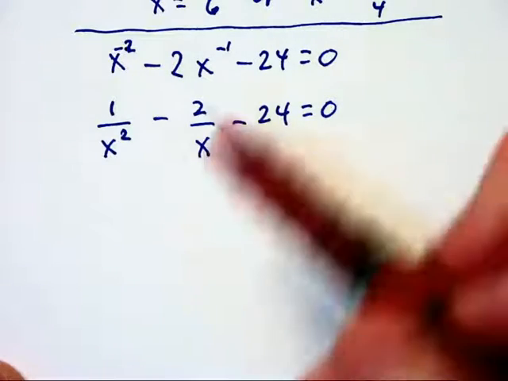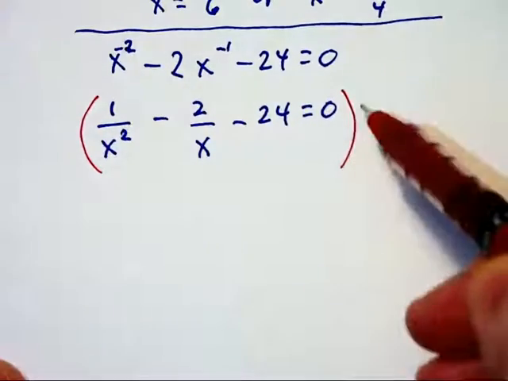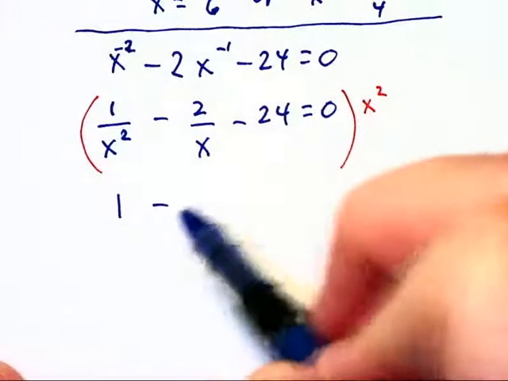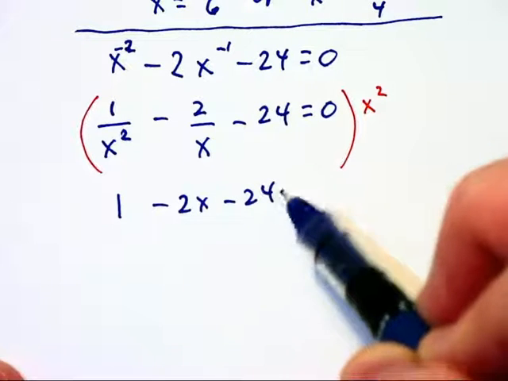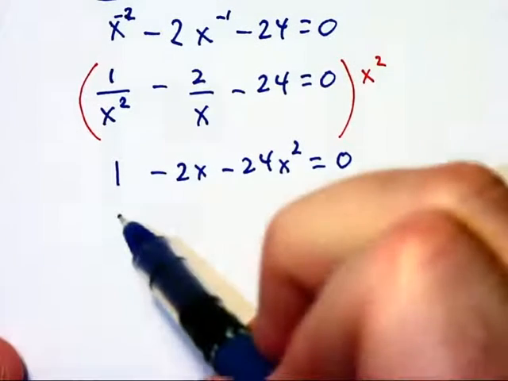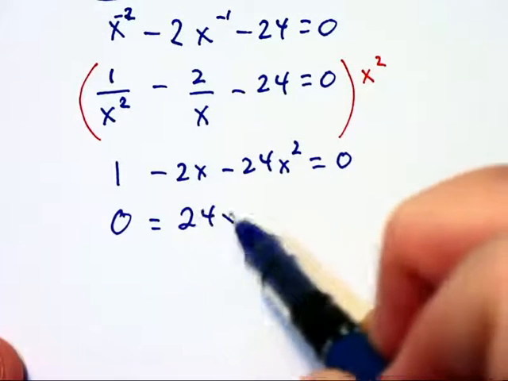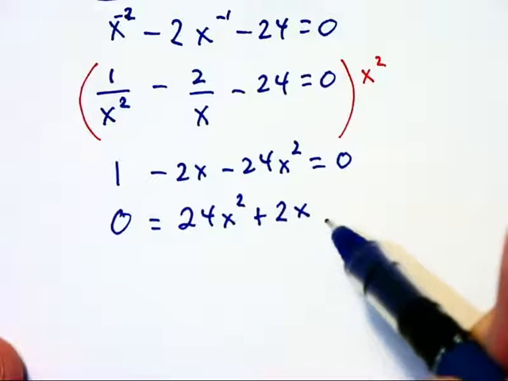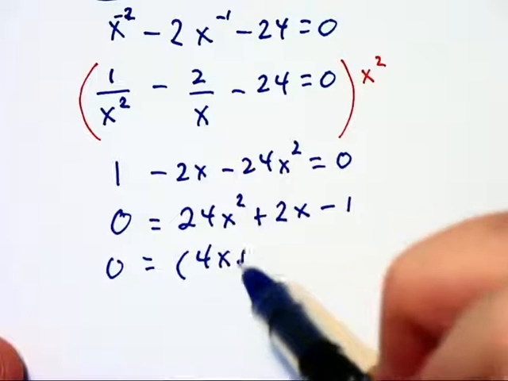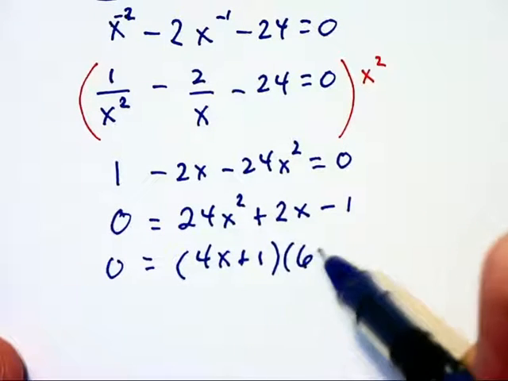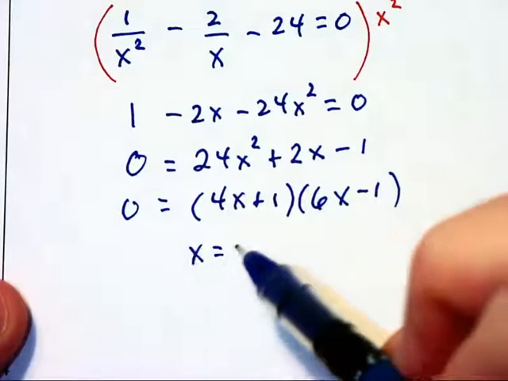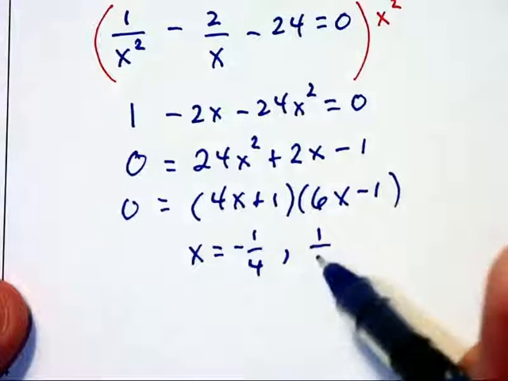And we could then clear out all the fractions by multiplying through by the least common denominator x squared, and that would give us 1 minus 2x minus 24x squared equals 0. If I brought all these terms to the right and put the 0 on the left, I'd have 24x squared plus 2x minus 1. And that is then factorable into 4x plus 1 times 6x minus 1, which you could then solve very easily to get those very same answers of negative 1/4 or positive 1/6.